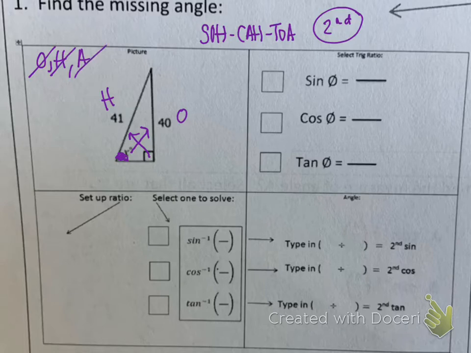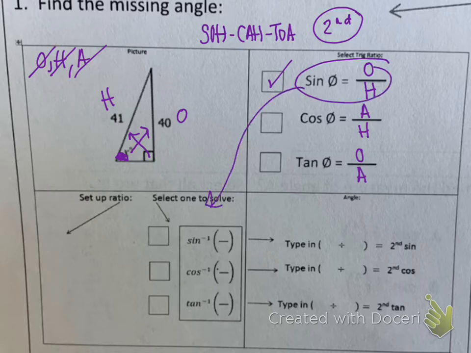So sine is defined as opposite over hypotenuse, cosine is adjacent over hypotenuse, tangent is opposite over adjacent. So if I look at my picture, I notice there's an O and an H, so that would be the sine equation that I'm going to be using here. So plugging this in, I would have sine of my reference angle, which is x, equal to opposite, which is 40, over the hypotenuse, which is 41.